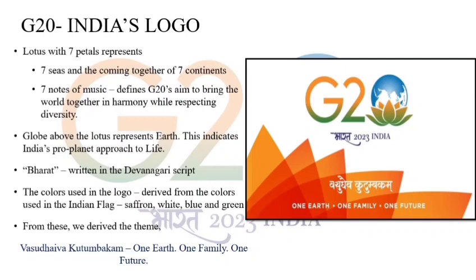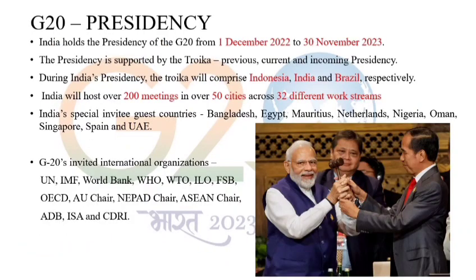So from these we derived the theme for India's G20 presidency, that is Vasudhaiva Kudumbakam, one earth, one family, one future. So India holds the G20 presidency from 1st December 2022 to 30th November 2023. And this G20 presidency is supported by the Troika, that is the preceding, current and succeeding presidency. So in India's case, it will be Indonesia, India and Brazil respectively.